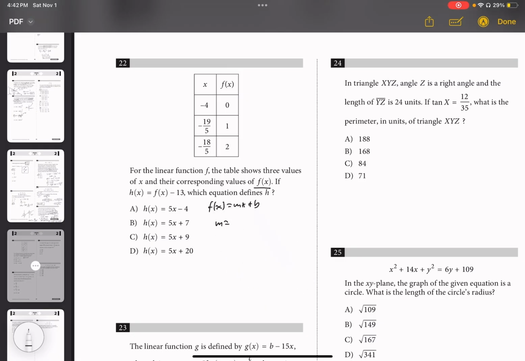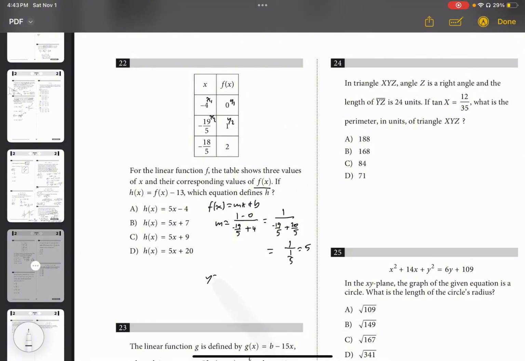Let's solve for m. We're going to choose, this is y2, this is y1, this is x1, this is x2. So we get 1 minus 0 over negative 19 over 5 minus negative 4, which is just plus 4. So this is going to be 1 over negative 19 over 5 plus 20 over 5. 20 over 5 is equal to 4. So this is going to be equal to 1 over 1/5, which is equal to 5.